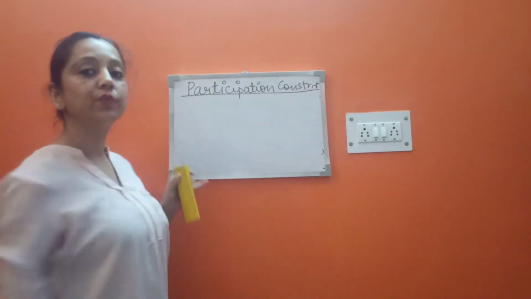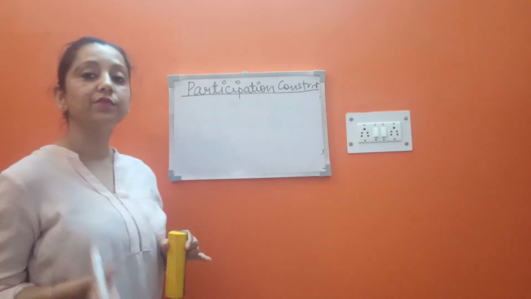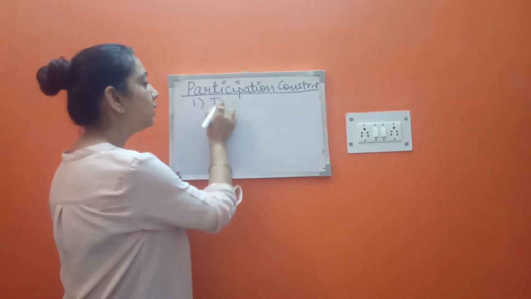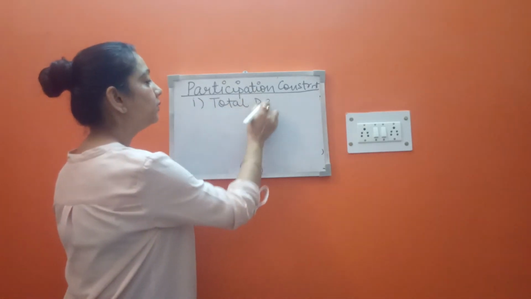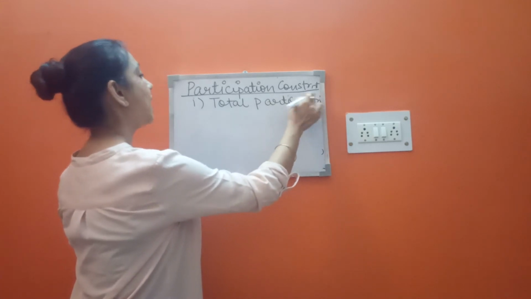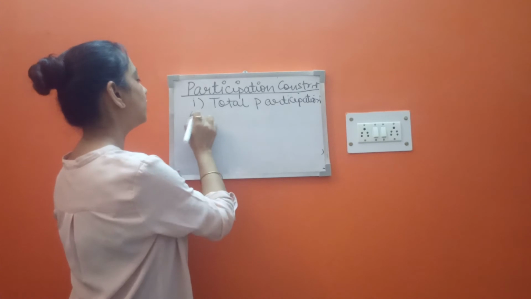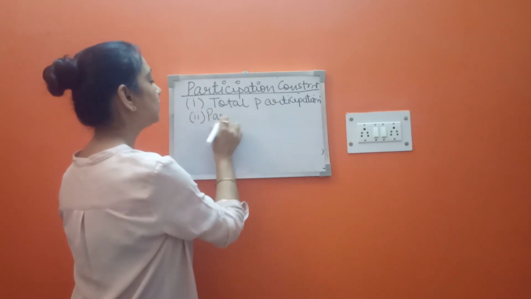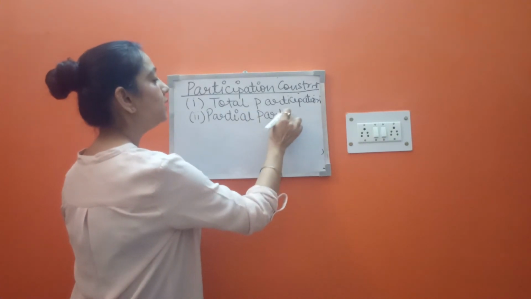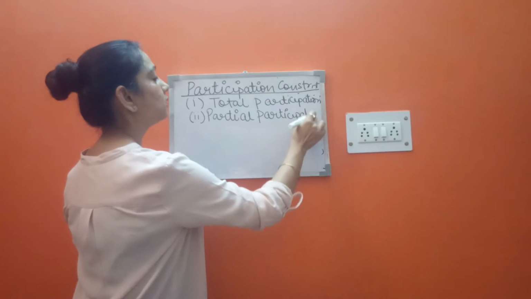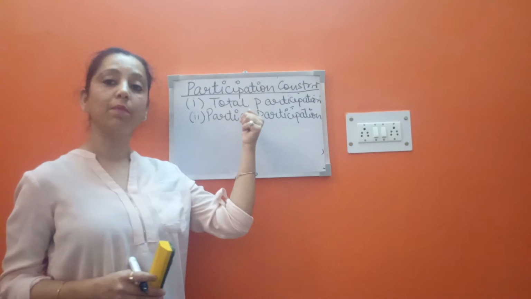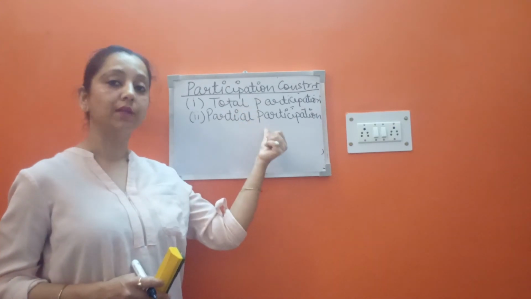Participation constraints. So within the participation constraints, we have two types of participations. The first participation is known as the total participation, and the second participation is known as the partial participation. So basically we have two types of participation constraints, the total participation and the partial participation.